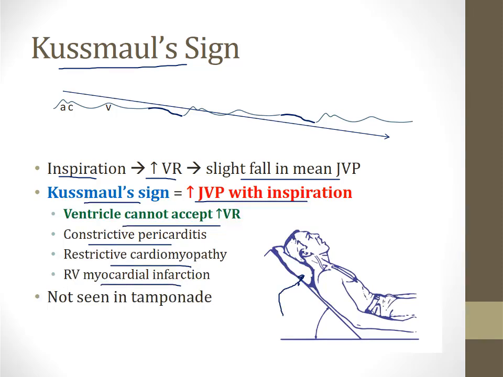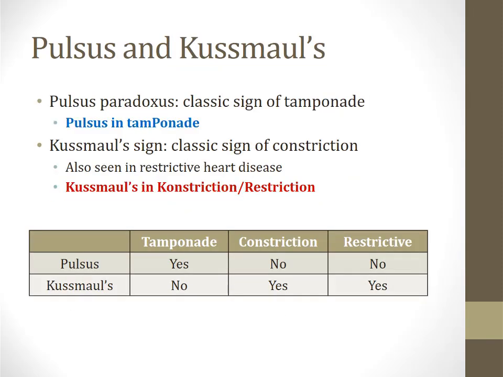It is not seen in cardiac tamponade. When I was a medical student, I had a lot of trouble keeping pulsus paradoxus and Kussmaul's sign straight, so I've got some tips for that in this slide. Pulsus paradoxus is the classic sign of tamponade, and you can remember that you see a pulsus in tamponade.